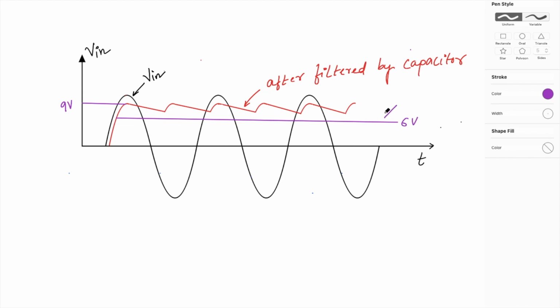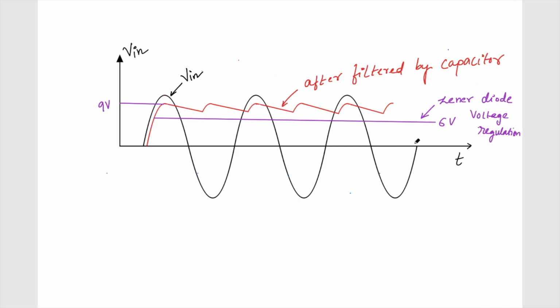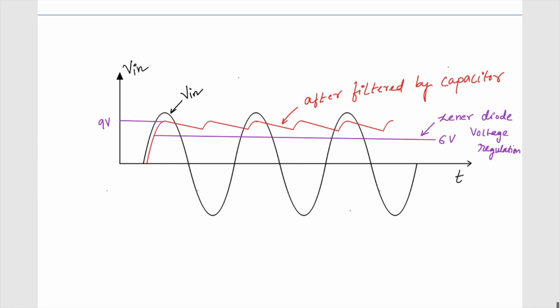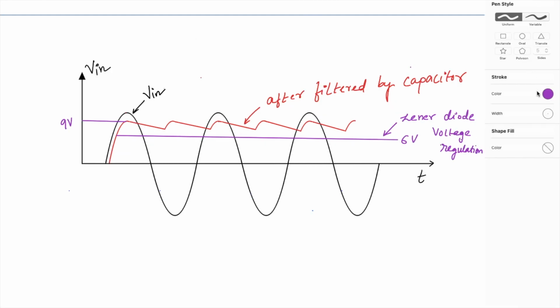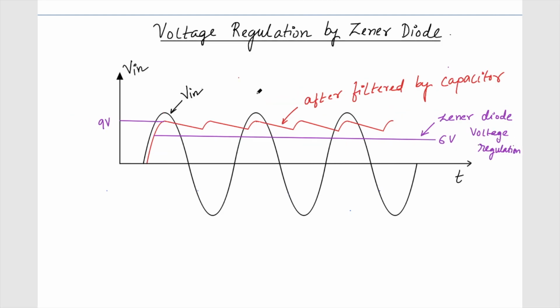We are going to do this kind of chopping using a Zener diode. This process is called Zener diode voltage regulation, where we are trying to chop it. Okay, so we will discuss this in detail in today's class. So the topic of today's discussion is voltage regulation by Zener diode.